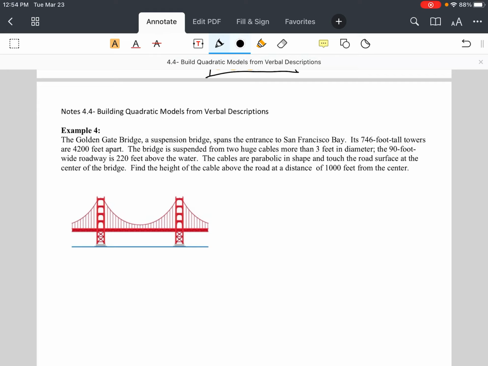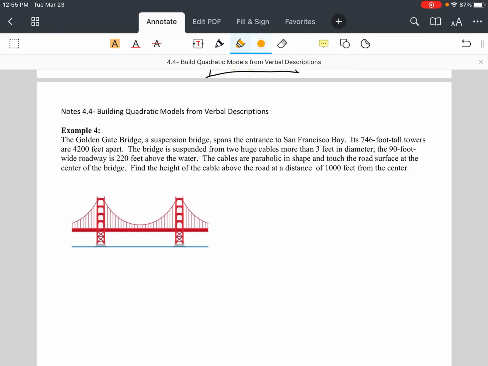It says the Golden Gate Bridge is a suspension bridge that spans San Francisco Bay. Its 746-foot tall towers are 4,200 feet apart. The bridge is suspended by two huge cables more than 3 feet in diameter. The 90-foot roadway is 220 feet above the water. The cables are parabolic in shape and touch the road surface at the center of the bridge. Find the height of the cable above the road at the distance of 1,000 feet from the center.